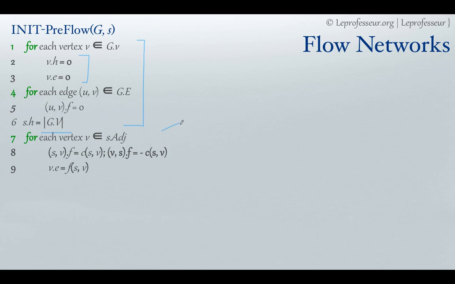Now from lines 7 to 9, what it is doing basically is, in this kind of algorithm, you work on a node. So you work on the first node and then keep looking at its adjacent vertices.